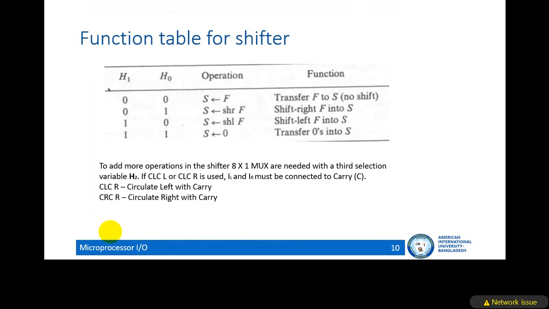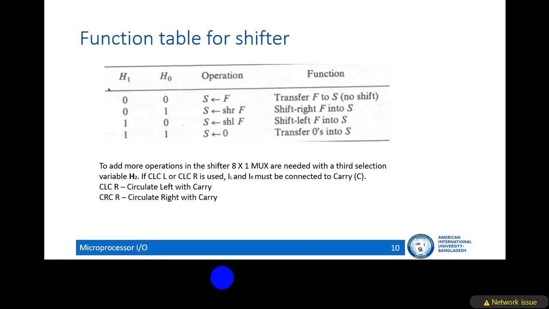So what we have seen is the use of the shifter. You can multiply and divide by simply shifting the bits left or right. So this is the function table for the shifter. For the operations we have seen, the conditions for the control bits are 0 0, 0 1, 1 0, and 1 1. To add more operations in the shifter, such as multiplication by 8, a third selection variable s2 is needed.